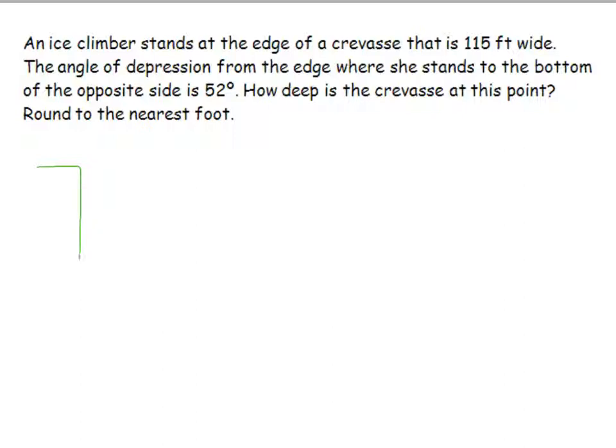So here's my crevice. Here's my ice climber. Now, we said that the crevice is 115 feet wide, so the distance from this point over is 115 feet. And the angle of depression from where she stands down to the bottom of the opposite side, we said, was 52 degrees. So we've got a right triangle here, and I want to find out the depth of my crevice. So I'm looking for the x value there.